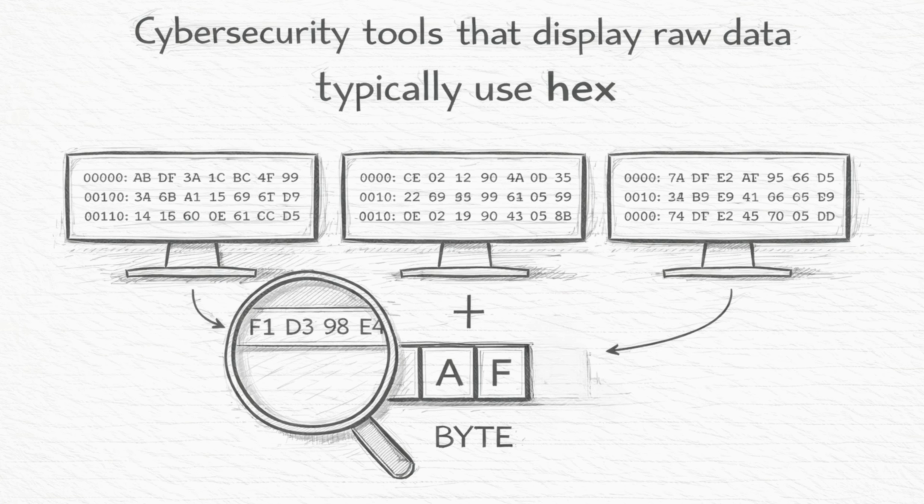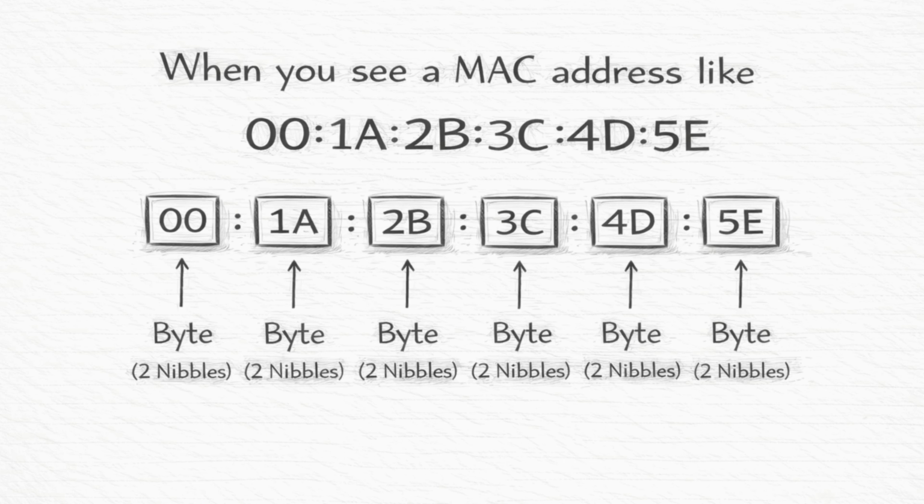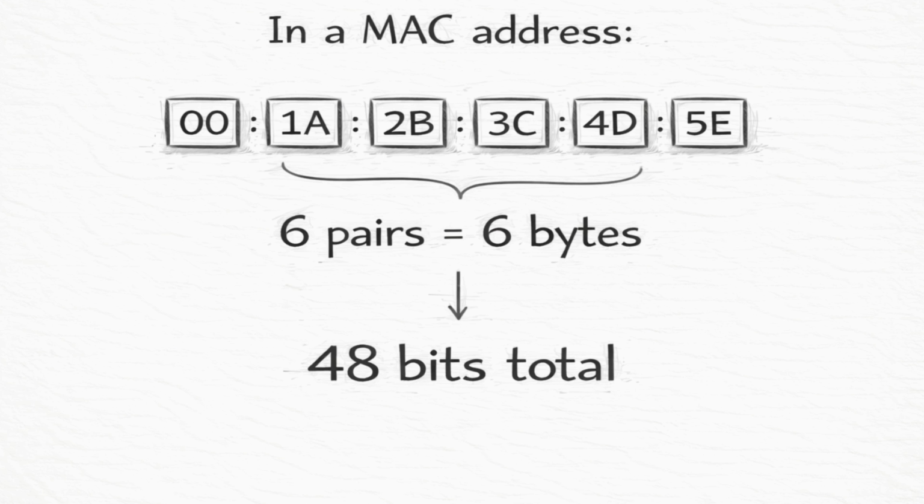Every cybersecurity tool that displays raw data typically uses hexadecimal. They're usually doing a conversion in the tool. When you open a file in a hex editor, you see pairs of hex digits. Each pair is 1 byte. Each individual hex digit is 1 nibble. When you see a MAC address like 00:1A:2B:3C:4D:5E, each pair of characters represents 1 byte, 2 nibbles. 6 pairs means 6 bytes or 48 bits total.